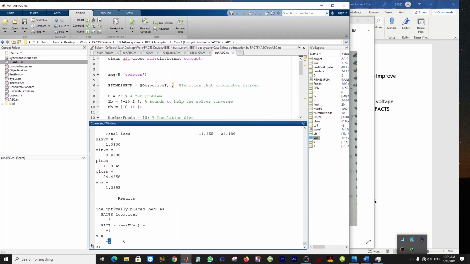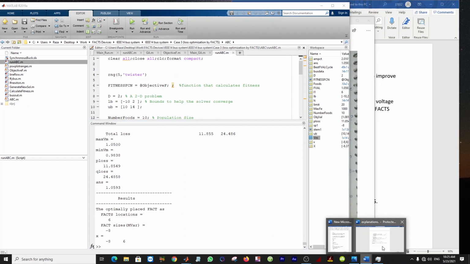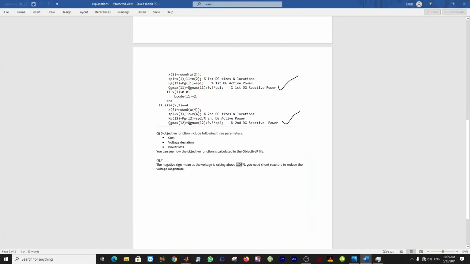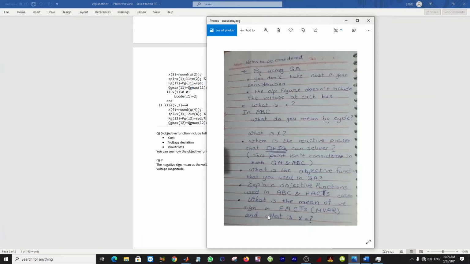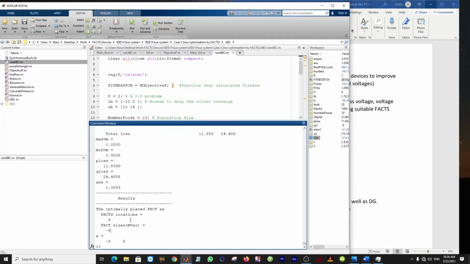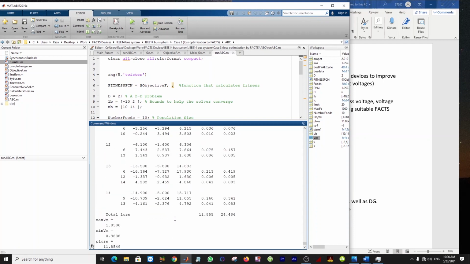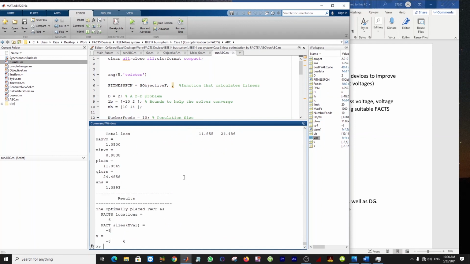So here we have a -8 value for the FACTS devices. That means, what is the meaning of the negative sign in FACTS MVAR and what is X? Let me show you. It means we are using FACTS devices of -8, so we need to compensate our voltages. So this is the MATLAB code.